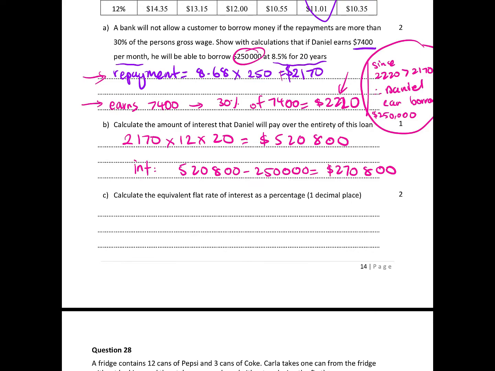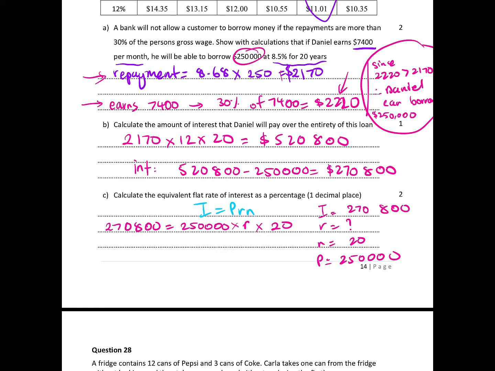Calculate the equivalent flat rate of interest as a percentage for Part C. Well, if it was a flat rate, I is equal to PRN. So we've got interest is $270,800. The rate is what I'm trying to figure out, N is 20 years, and your principal is $250,000. So let's sub all of that in. I've got $270,800 is equal to $250,000 times R, which is what I'm trying to determine, times 20.